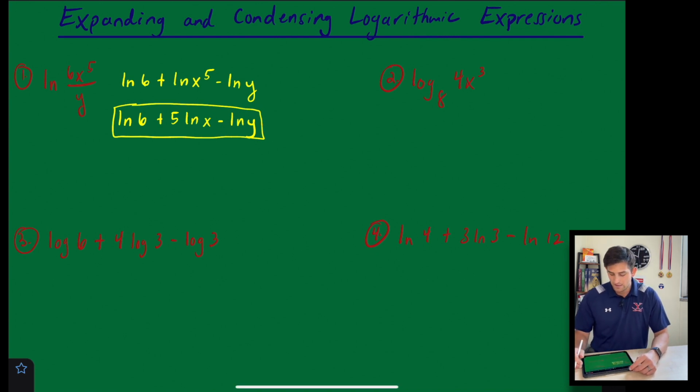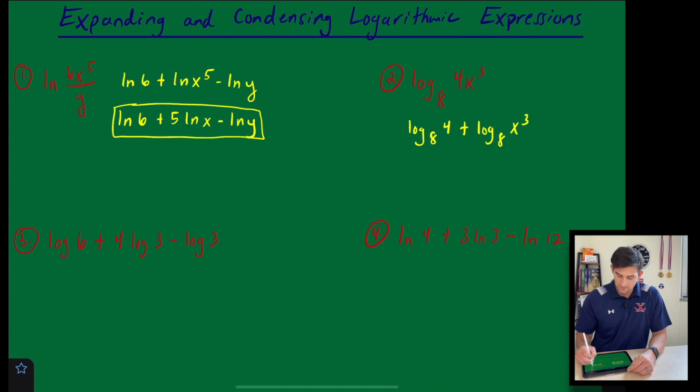Number 2, we have log base 8 of 4x to the 3rd power. So now here we have log base 8 of 4 and then times x cubed, right? So we could write this as log base 8 of 4. It's multiplication, so that means we can write this as addition, log base 8 of x cubed.